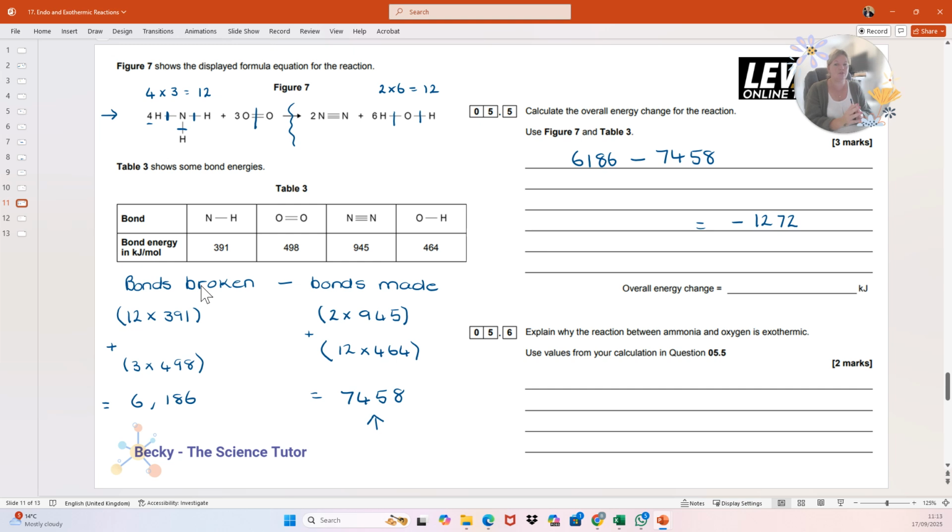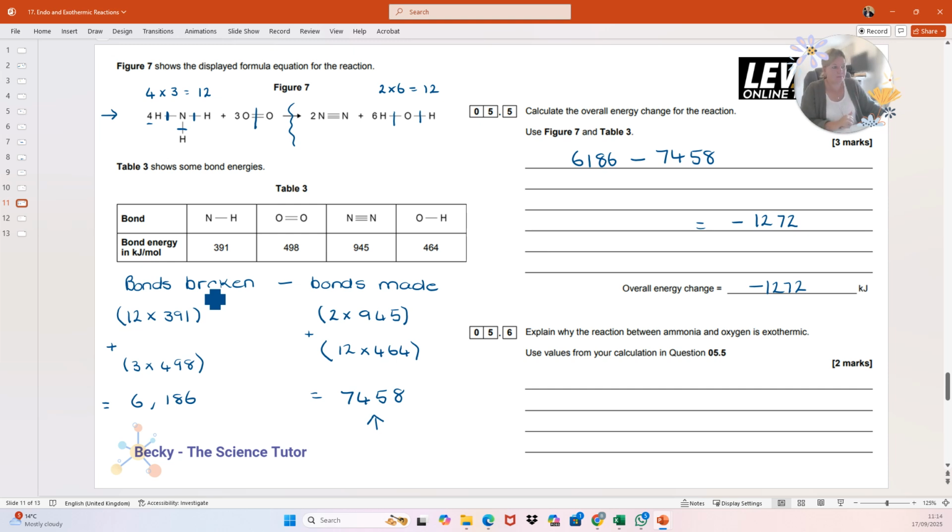If you can get to a point where you can do these calculations, it's always bonds broken minus bonds made. And don't worry that it's a negative number. That's my key thing there. Don't panic if you get a negative number, that's fine. Roll with it. And then we've got the little follow-up question. Explain why it is exothermic and use the values from your calculation. So this is where we want to be saying that we got more energy out by making bonds.